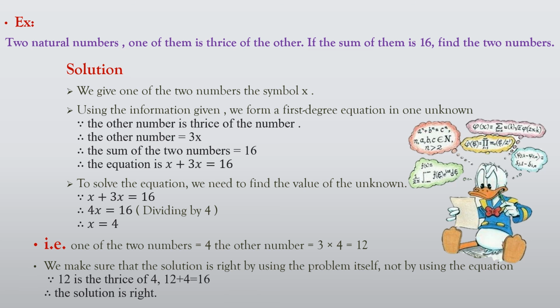One of the two numbers equals 4. The other number equals 3 times 4, which equals 12. We make sure that the solution is right by using the problem itself, not by using the equation. Since 12 is thrice the number 4 and 12 plus 4 equals 16, therefore the solution is right.